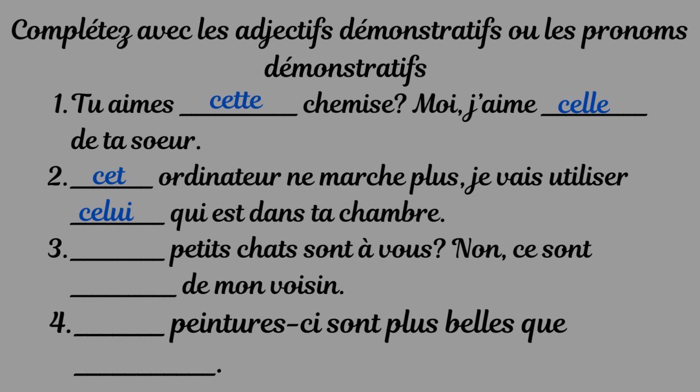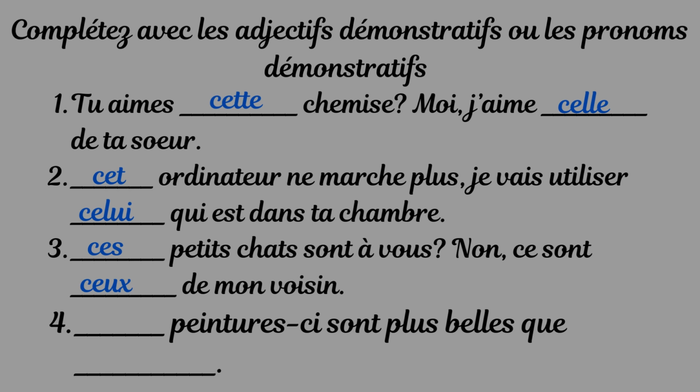Next one, dash petits chats sont à vous? Non, ce sont dash de mon voisin. Now here, chats are again a noun, and because they are masculine plural, we'll be using adjectif démonstratif ces. Non, ce sont ceux de mon voisin. Here, because we are talking about possession, we have the preposition de, so we'll be using masculine plural pronom démonstratif ceux.